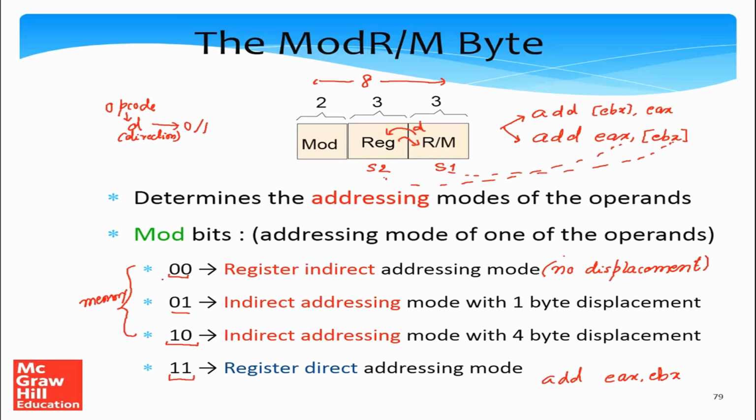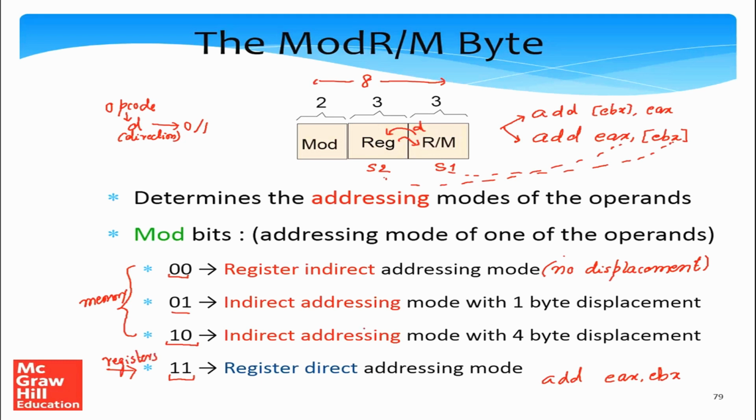So what are the four modes for? They are basically to specify the size of the displacement. 00 says that there is no displacement. 01 means that there is a 1 byte displacement. 10 means there is a 4 byte displacement. And 11 means memory is not involved; both the operands are registers.